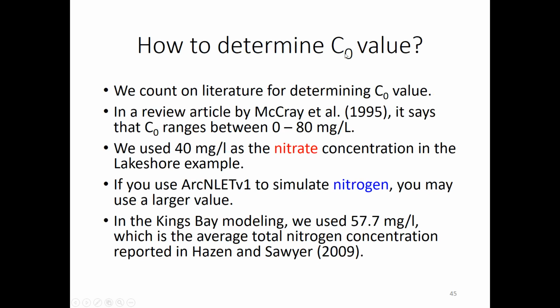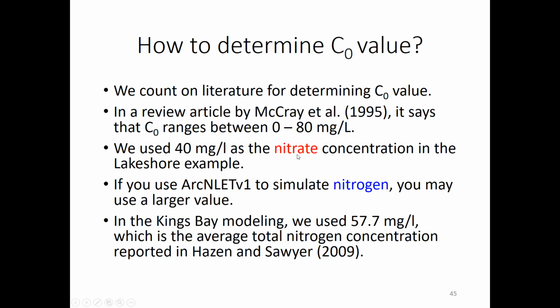And then how are you going to determine the C0 value, right? Again, you have to count on the literature to determine the C0 value. In a review article by McRae, it says the range is between 0 and 80 milligrams per liter, and actually the typical value should be 25, but the maximum is 80. So we use 40 as the nitrate concentration in the Lakeshore example. But if you want to use ArcNLET V1 to simulate nitrogen rather than nitrate, you may use a larger value to represent nitrogen than nitrate.